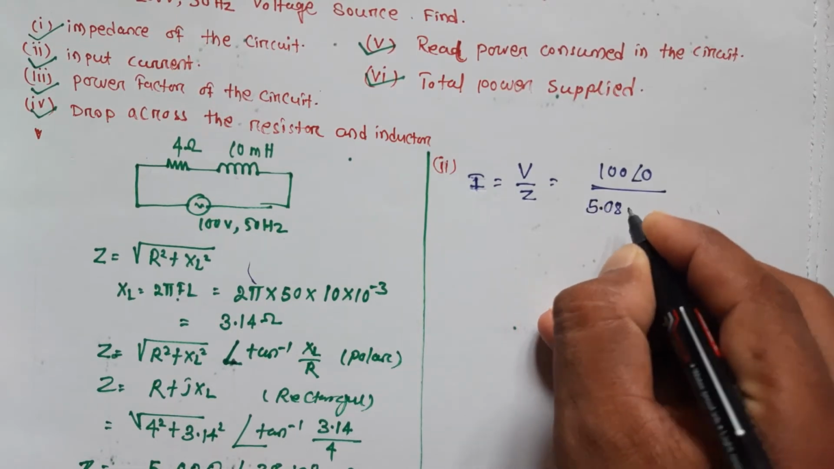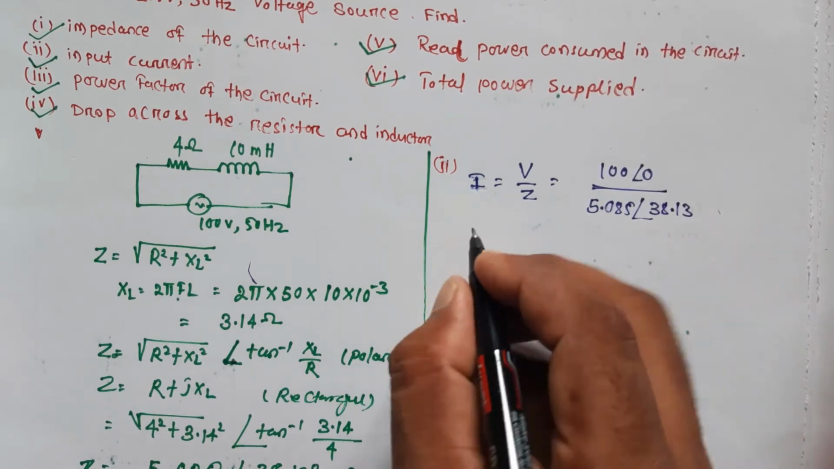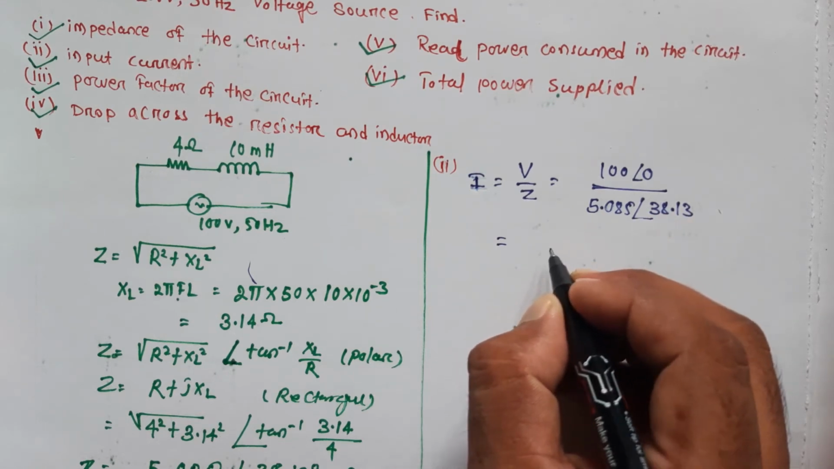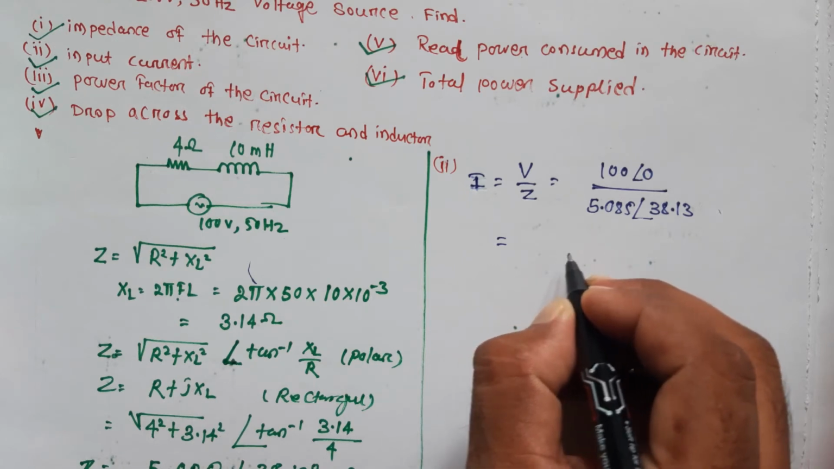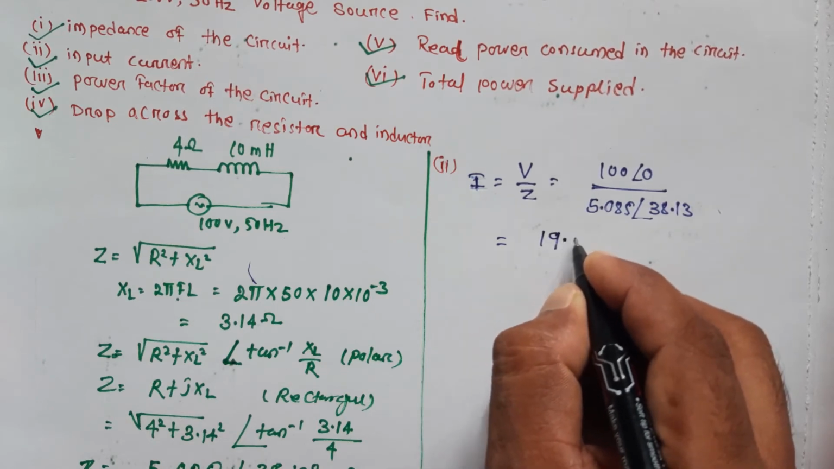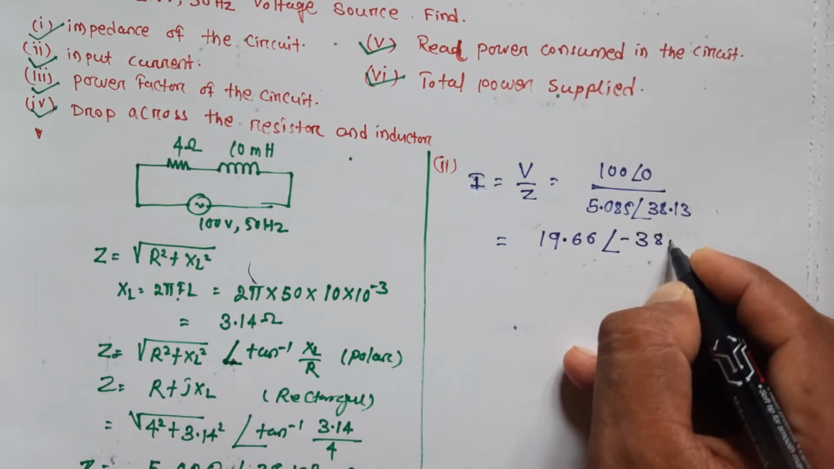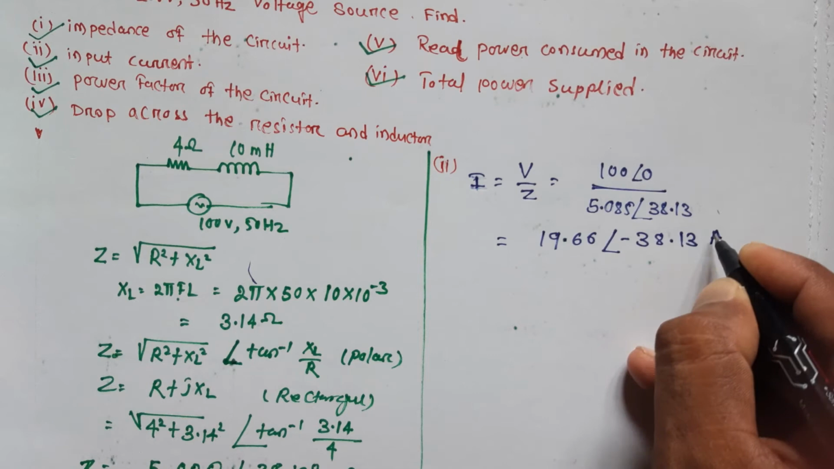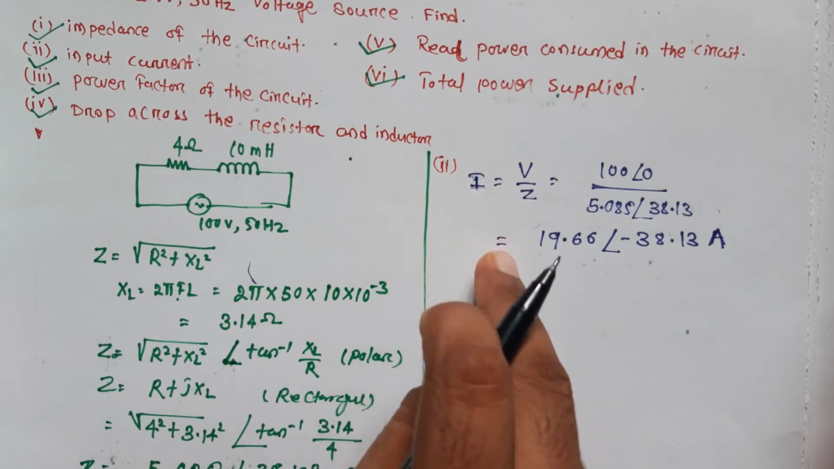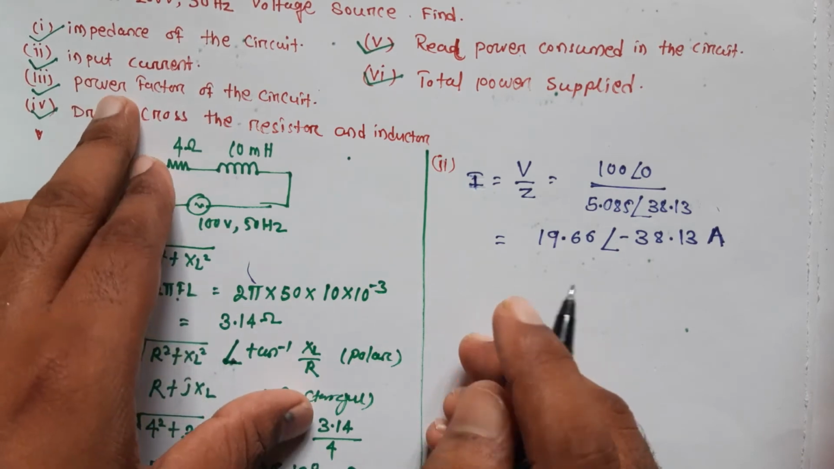So this I equals 19.66 angle minus 38.13 ampere. Here the current lags the voltage by 38.13 degrees. Then we need to find the power factor.